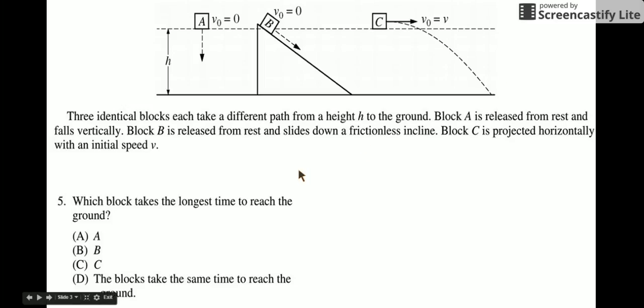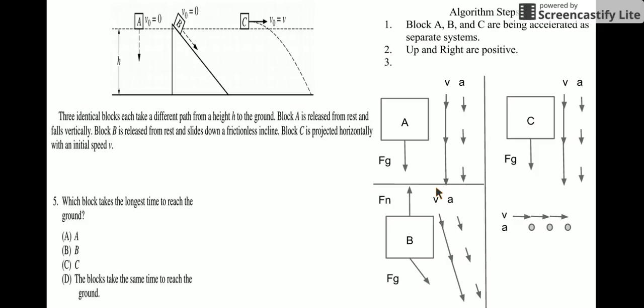Three identical blocks each take a different path from a height h to the ground. Block A is released from rest and falls vertically. Block B is released from rest and slides down a frictionless incline. Block C is projected horizontally with an initial speed of v. Which block takes the longest time to reach the ground?